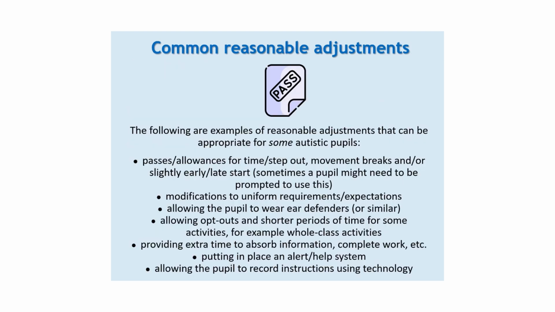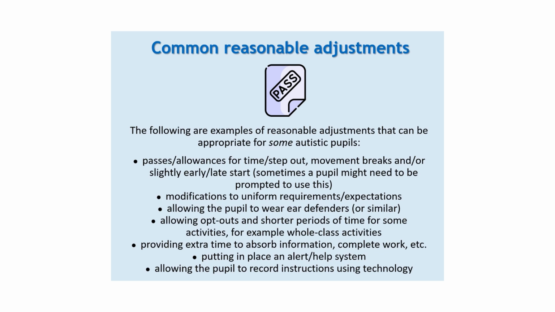Common reasonable adjustments. The following are examples of reasonable adjustments that can be appropriate for some autistic pupils. Passes or allowances for time, step out, movement breaks and/or slightly early or late start. Sometimes a pupil might need to be prompted to use these. Modifications to uniform requirements or expectations.